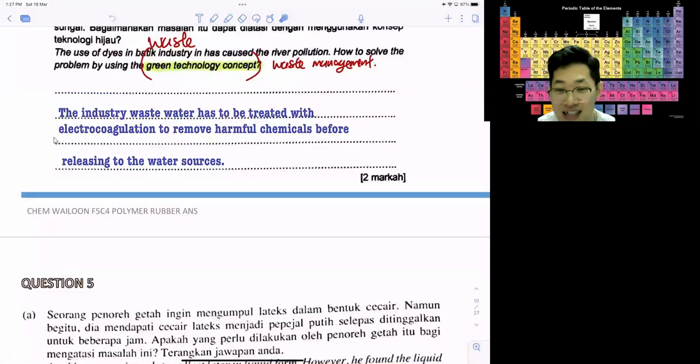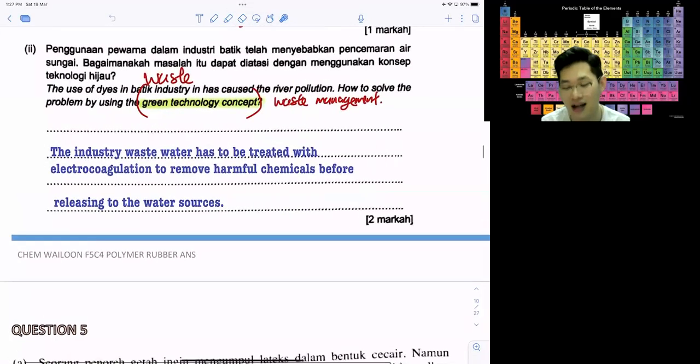And then just now I see what I should say. Use natural dye, also can, that are made of natural resources. Okay, also can, as long as it is acceptable. Green technology is just something good to the environment. Okay.